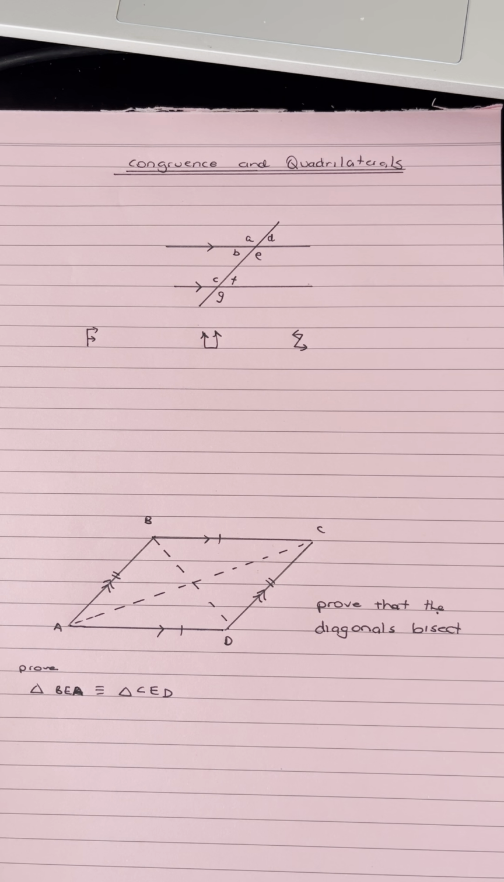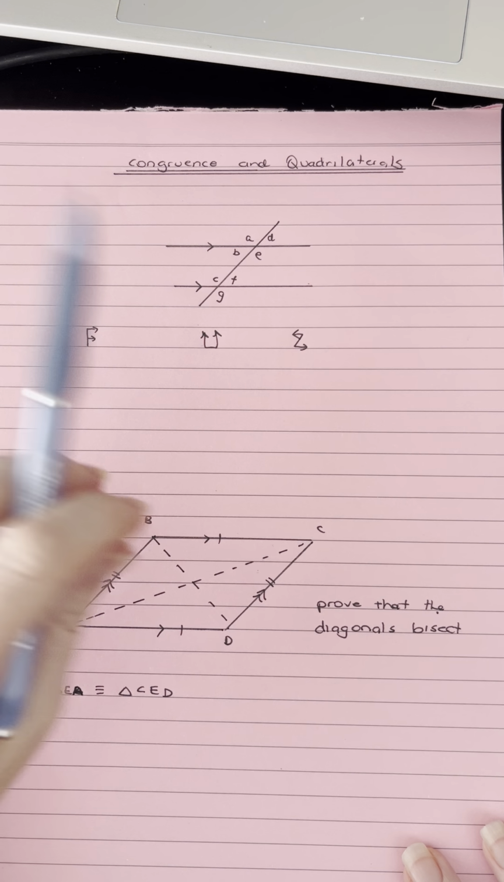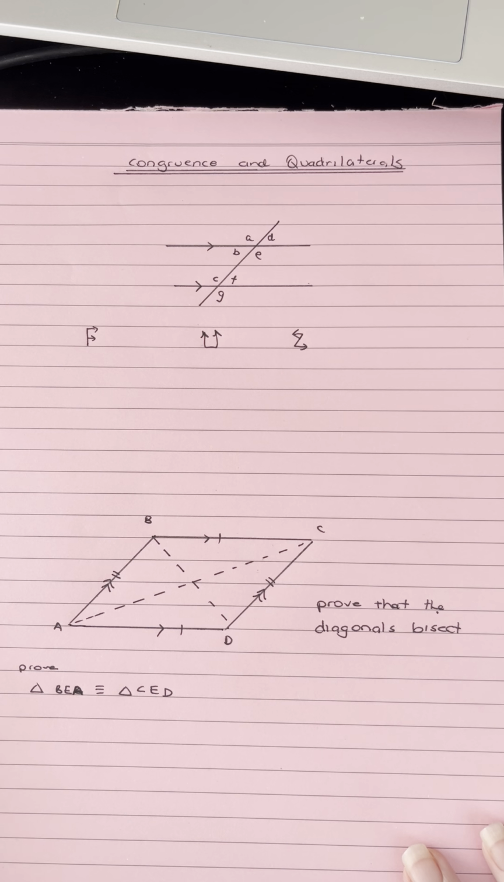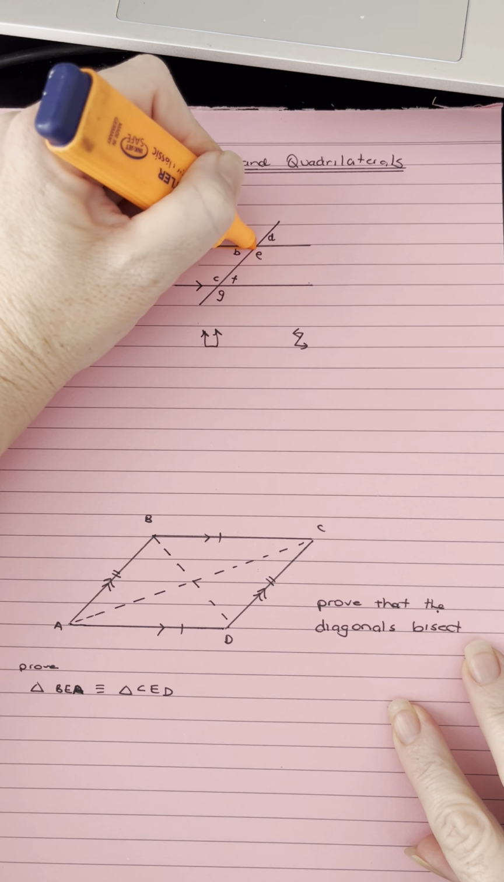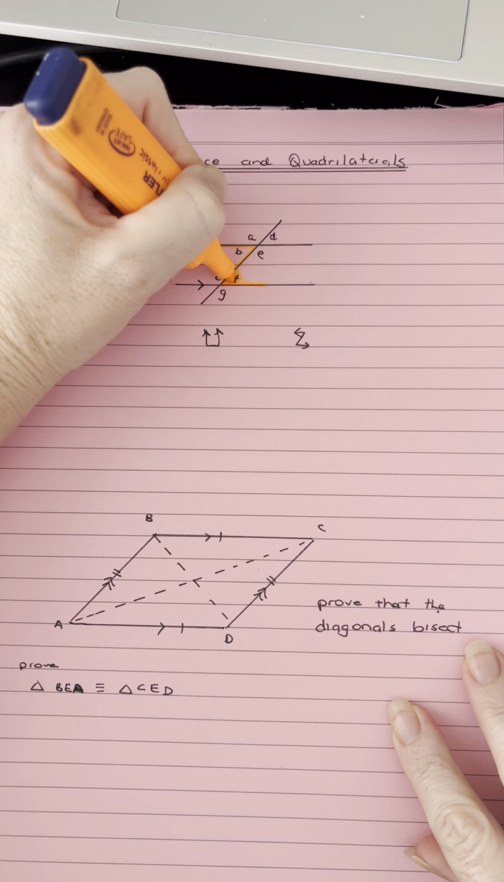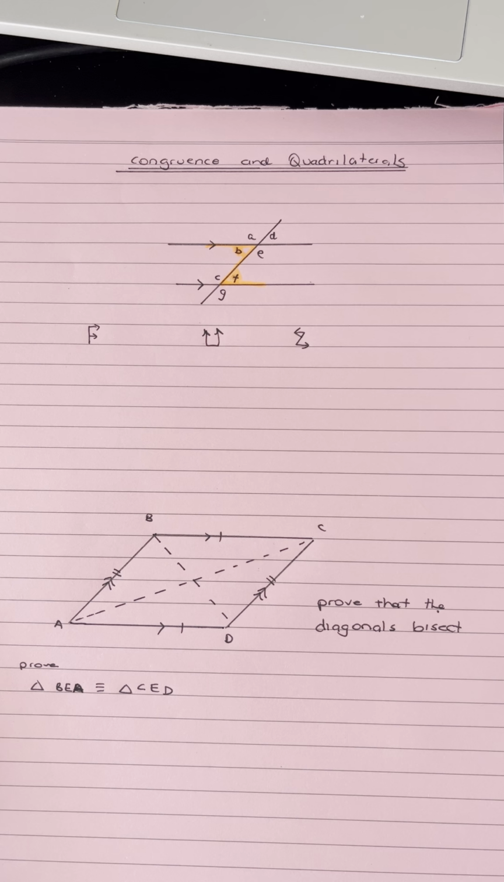Okay, having a look at congruence and quadrilaterals. So the thing we need to remember is our F, U, and Z rule when we're doing this, and mostly our Z rule. So our Z rule in parallel lines means that we can say that B and F are equal because of the Z rule, so we call them the alternate angles.